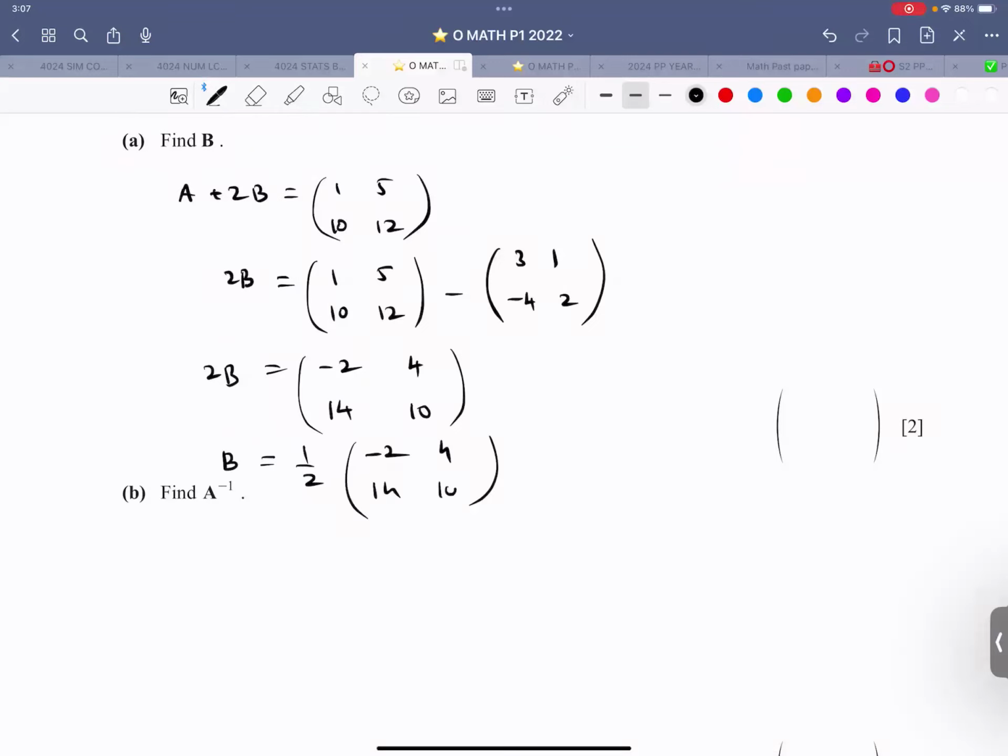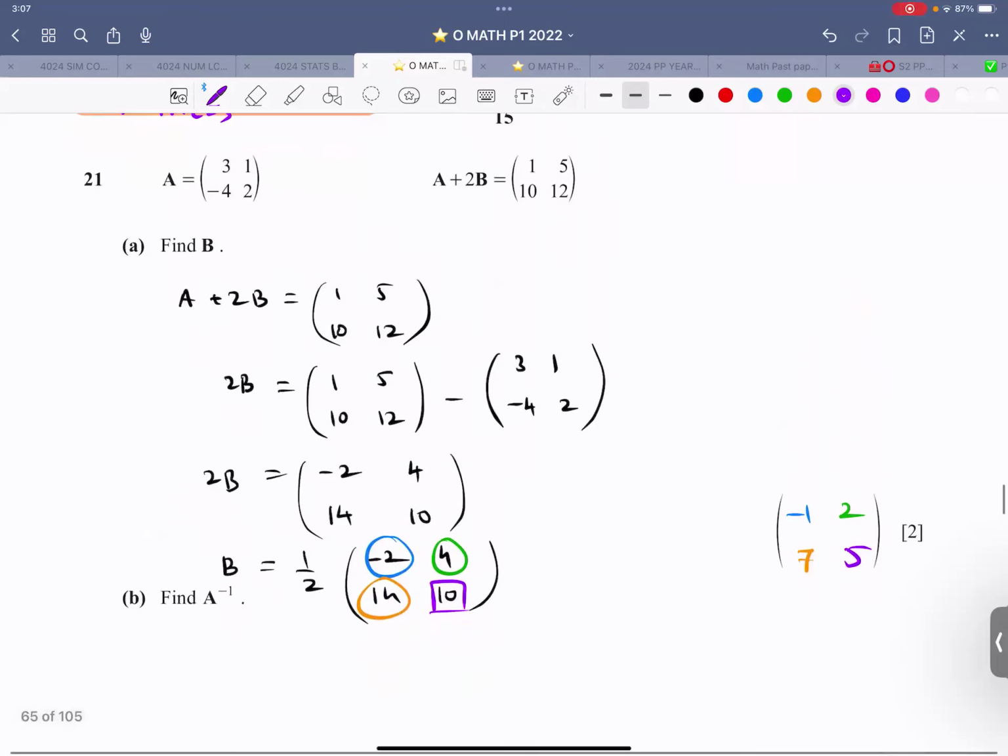So half of negative 2 is negative 1. Half of 4 is 2. Half of 14 is 7. Half of 10 is 5. So negative 1, 2, 7, and 5. That's the answer. Find A inverse.